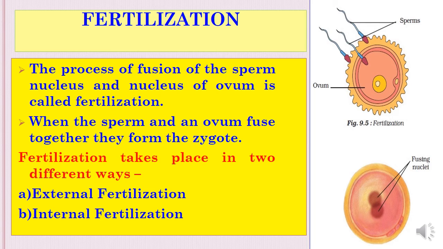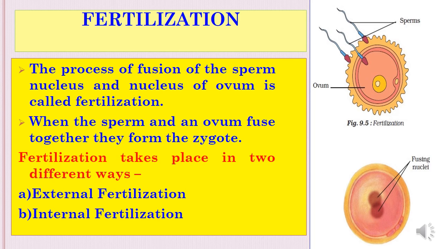Number 1, external fertilization. When the fusion of male and female gametes takes place outside the body of the female, it is called external fertilization. This type of fertilization takes place in water. It is very common in frogs and aquatic animals such as fish and starfish.